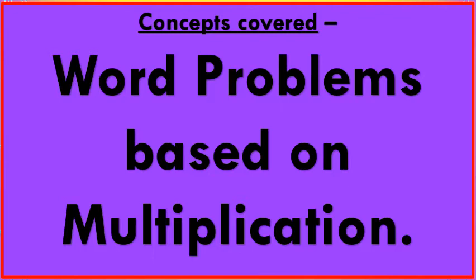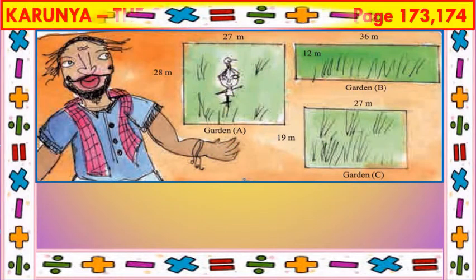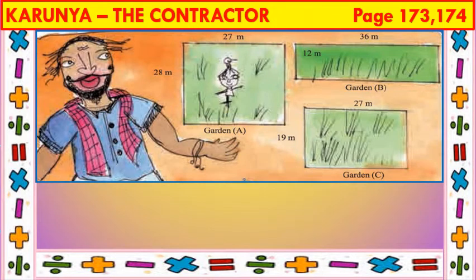Today, we are going to solve word problems based on multiplication. Children, this is Karunya, the contractor. Karunya has kept the work to prepare 3 gardens as shown in the given figure.